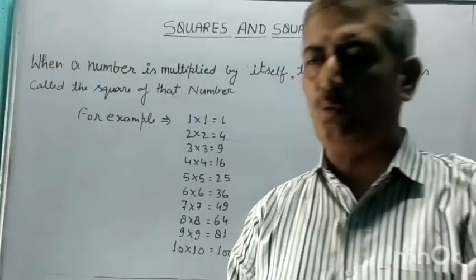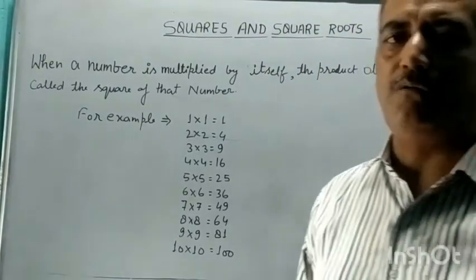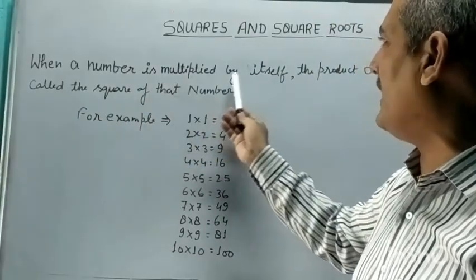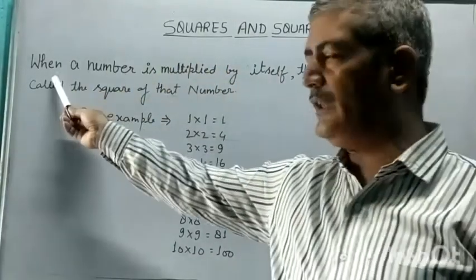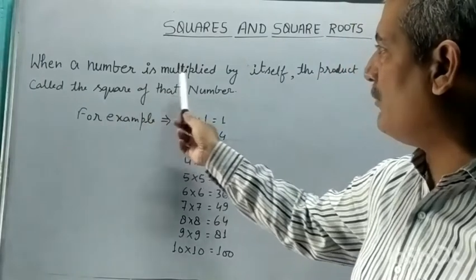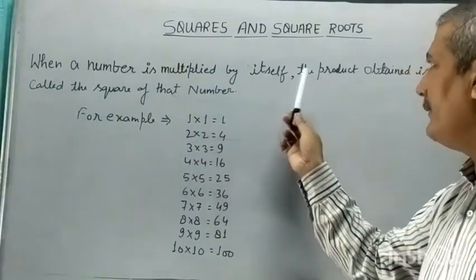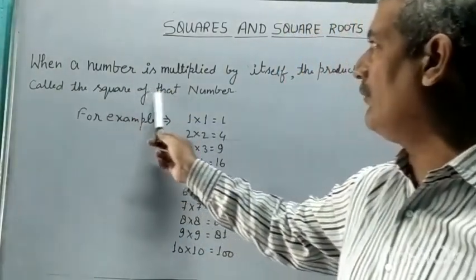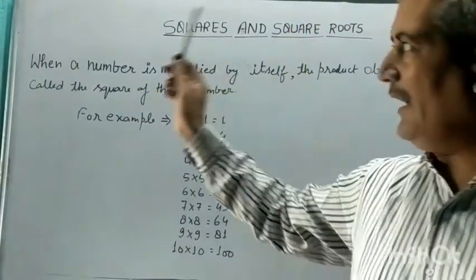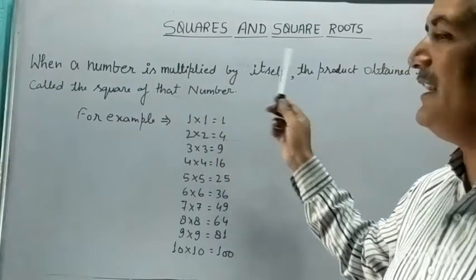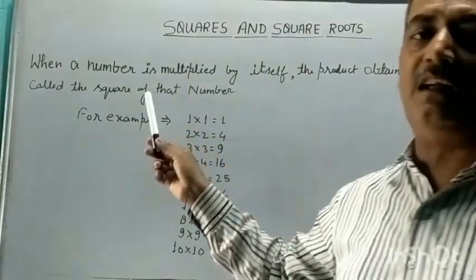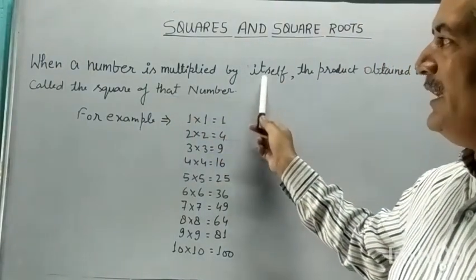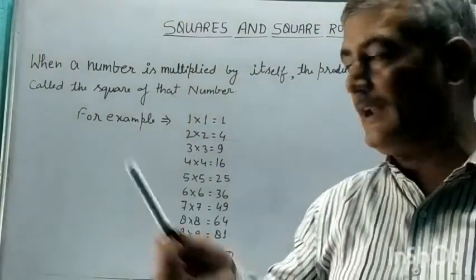Squares and square roots. First I explain what squares are. When a number is multiplied by itself, the product obtained is called the square of that number. A square means a number multiplied by itself.